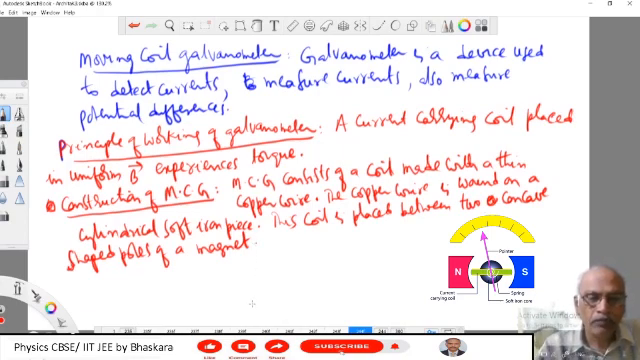What is the use of radial magnetic field? The use is the deflection of the coil. When current passes through the coil, the coil will deflect. The deflection is proportional to the strength of current. We will do a mathematical treatment now, and then you will understand.